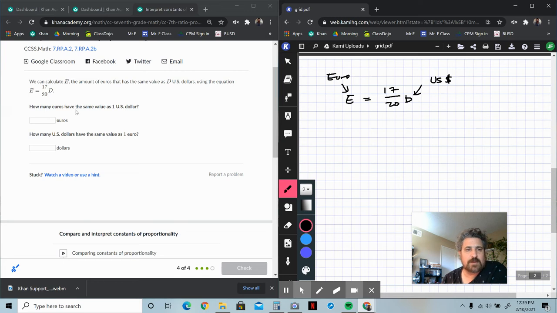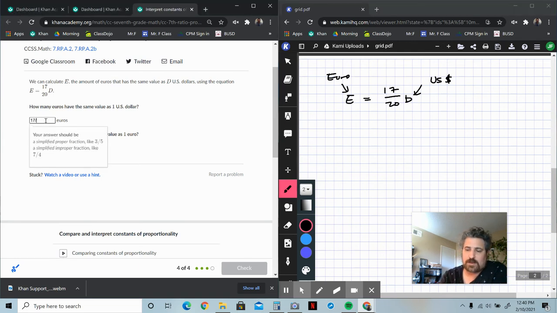So how many euros have the same value as 1 US dollar? Well, when the dollars is one, the euros would be 17/20. So 17/20 is one way to put that. You could also do it as a decimal if you wanted, which is 0.85. So in other words, 85 hundredths of a euro is equivalent to $1 in the United States.